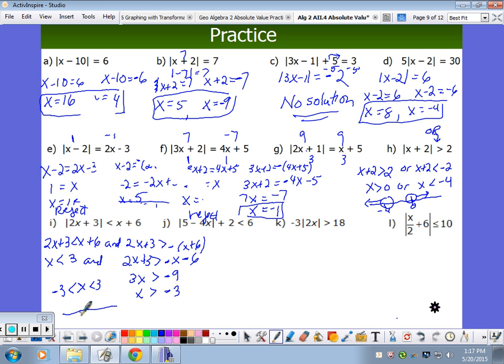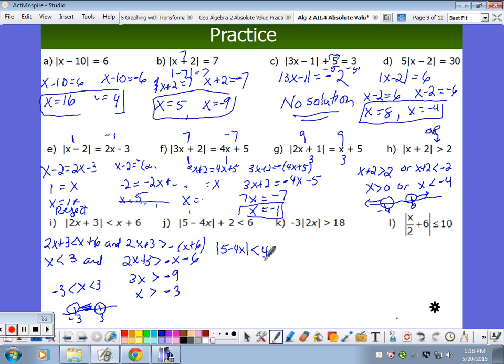If you were to graph that, it looks like this. The 3's are circled but not filled in, and then everything in between. Let's try this guy here, which, put the 2 on the other side. Do that first. So 5 minus 4x is going to be less than 4.